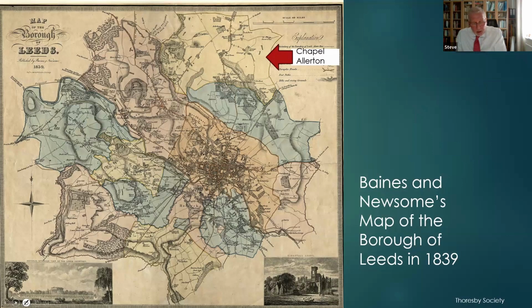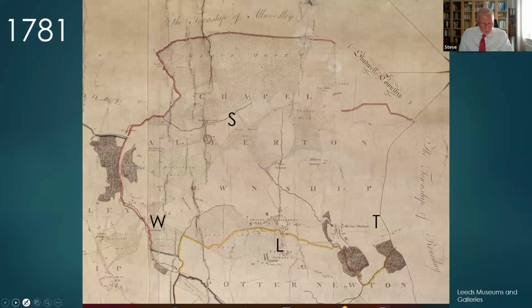When James Wardell wrote his municipal history of the borough in 1836, he stated that the out township of Chapel Allerton covered an area of 2,720 acres, 1 rood and 10 perches. That is 50 acres larger than the in-township Leeds itself. So it's a huge area.